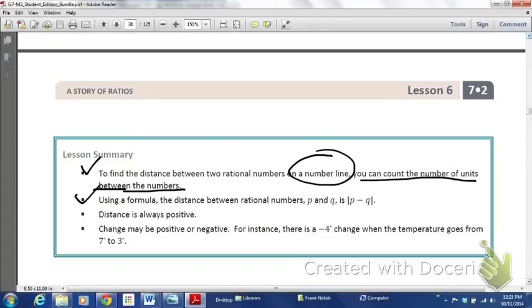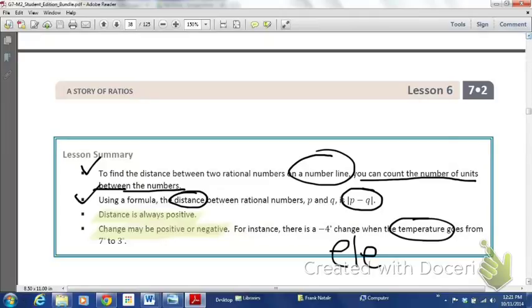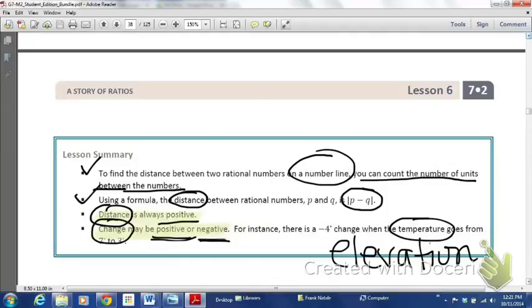All right, the second point, using a formula. The distance between rational numbers p and q is the absolute value of p minus q. A couple of really key points and distinctions here. Distance is always positive. We're talking about distance between two points, but change may be positive or negative, and we saw those in terms of temperature, and we also had elevation gain or loss. If we're talking about a change in elevation or change in temperature, they could be positive or negative. There are also other applications too, like change in wealth, for example. So again, distance is always positive. Change can be either positive or negative.